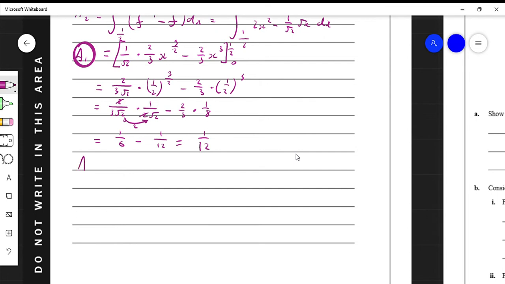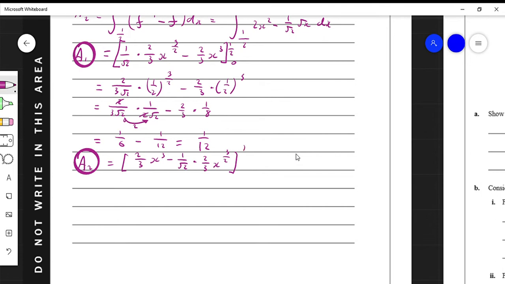Okay, running out of space here, but that's fine. So area 2, remember we're going to add these at the end. If we just go back, you can look back at the integral up there, but it turns into 2 on 3 x cubed minus 1 on root 2 times 2 on 3 x to the power of 3 on 2. It's the same as the one above, we just flipped around the negative signs.